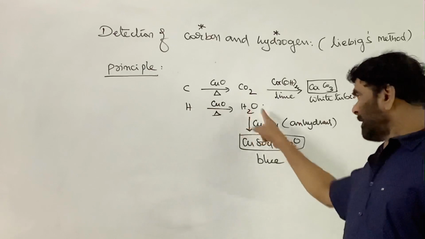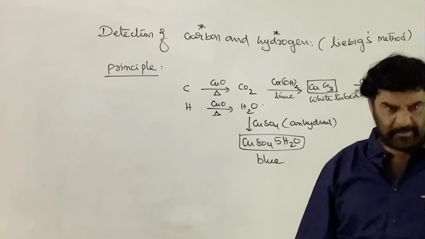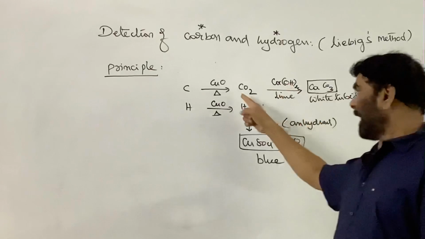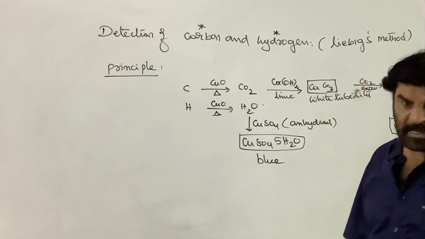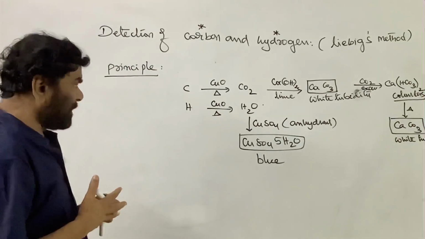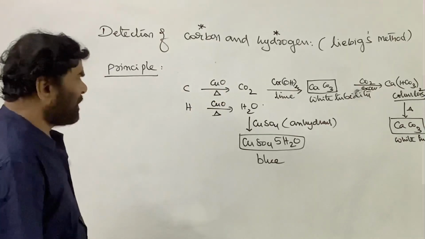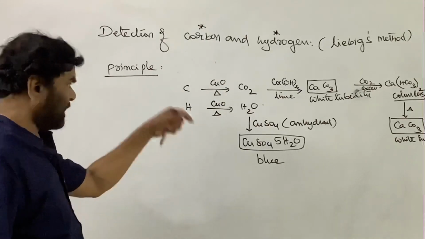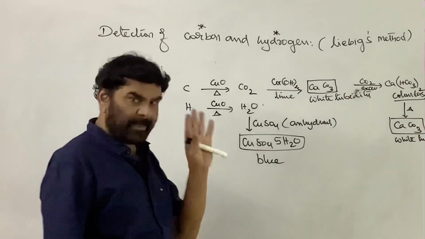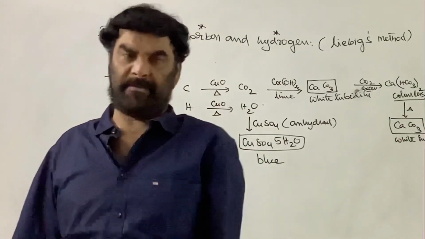Then the gases are sent through the lime water solution, where the lime water absorbs the carbon dioxide and white turbidity is produced. If the lime water gives white turbidity, and anhydrous copper sulfate turns blue, that indicates that the given organic compound contains carbon as well as hydrogen.